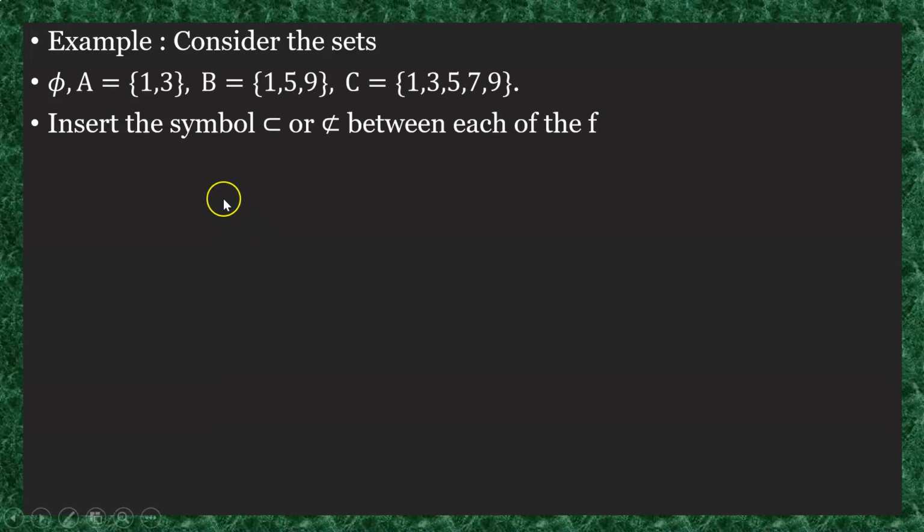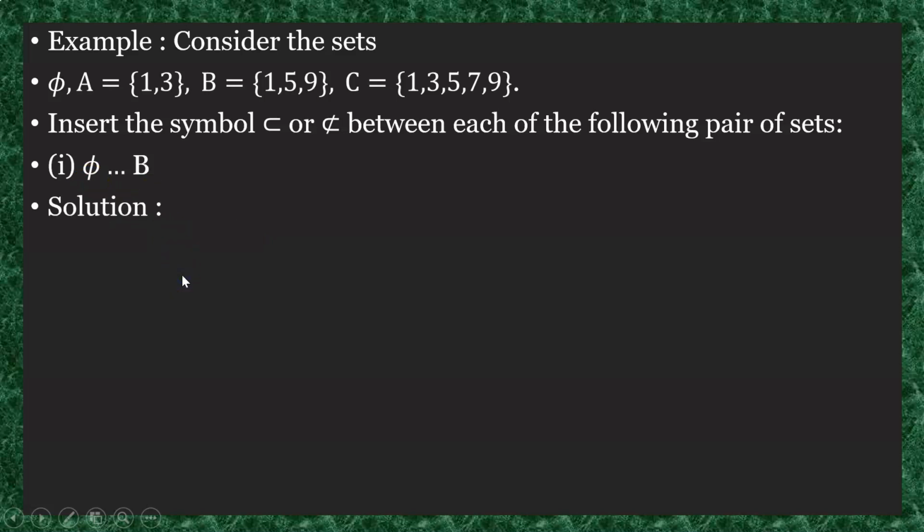Insert the symbol subset or not subset between each of the following pairs of sets. First, phi and B. It's clear that every set contains the empty set. Therefore, phi is a subset of B. Phi is a subset of every set.